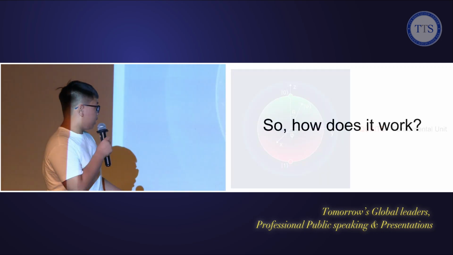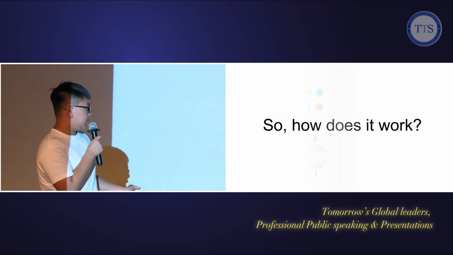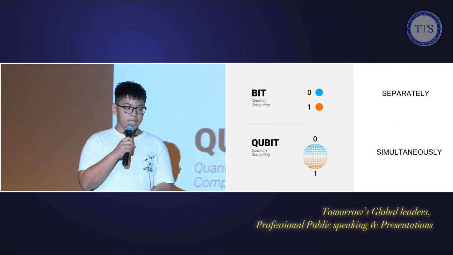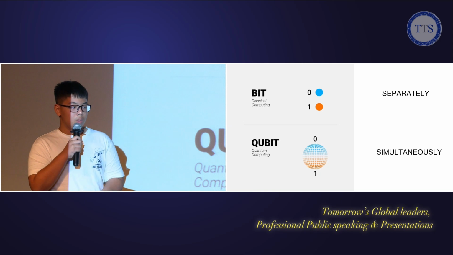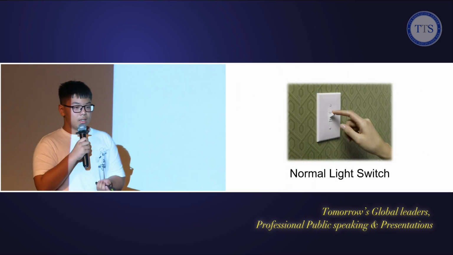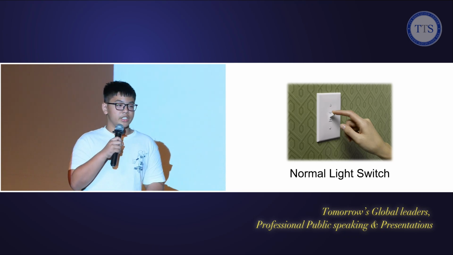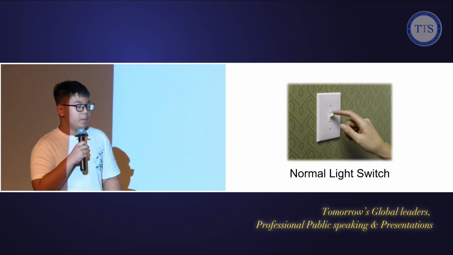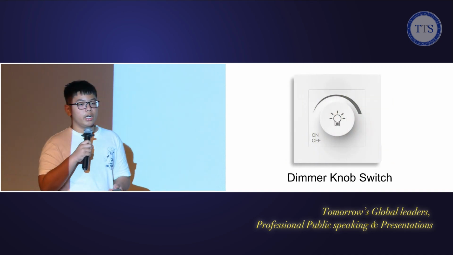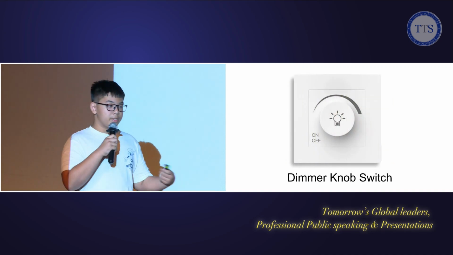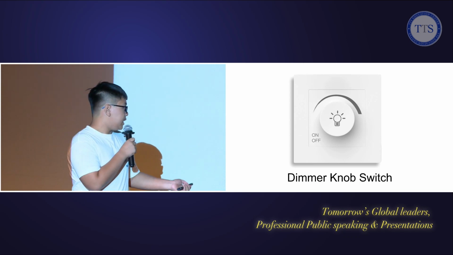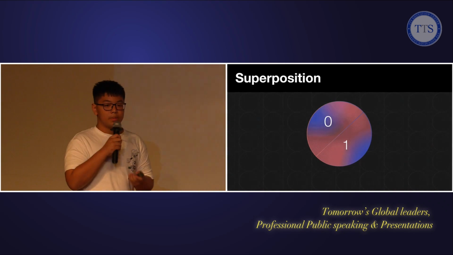So how does a qubit work? Well, unlike bits in classical computing, where 0 and 1 work separately, in a qubit, 0 and 1 work simultaneously. To illustrate this, imagine a normal light switch. You can just turn it on and off. But a qubit is like a dimmer switch, which you can turn 100% bright, 50% bright, 25% bright, or nothing. And this process is called superposition.